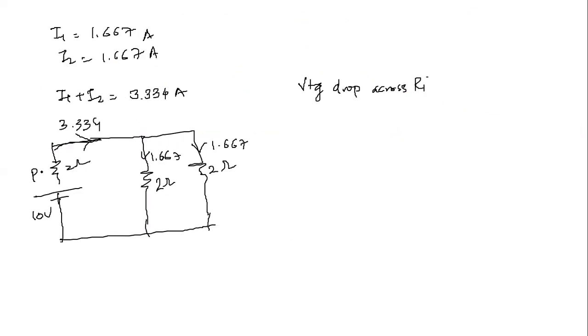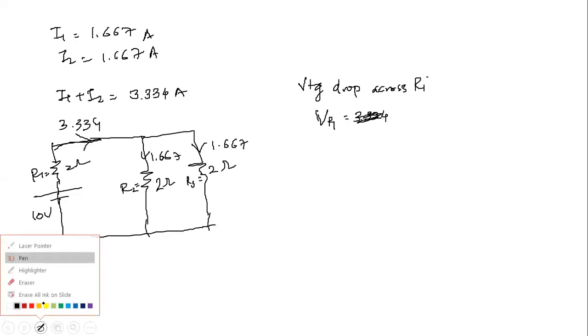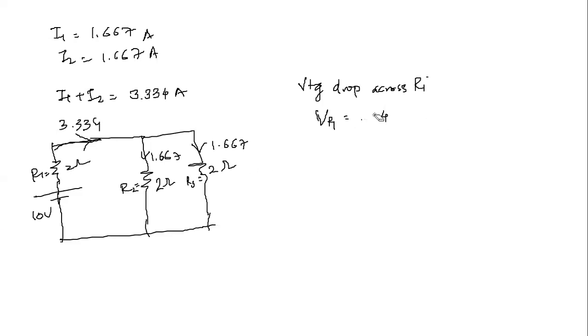This is R1, R2, and R3. Okay. So 3.334 is the current through that resistance, right? Through this resistance. So VR1, that is voltage suffix R1, V is the voltage across R1. How do we find out how much is the current through that?